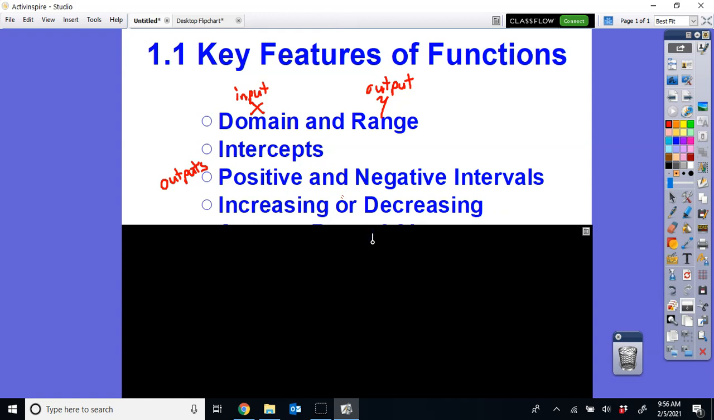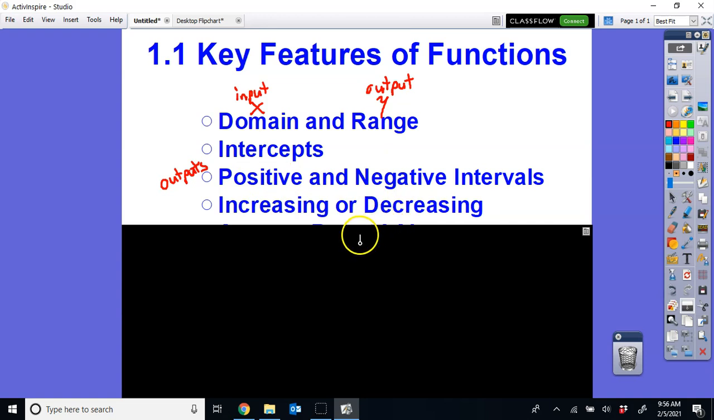Increasing or decreasing. This is where we talk about whether the function is going up or down. Please make sure that you note there is a huge difference between where the function has positive or negative outputs, in other words, the y values, and where a function is increasing or decreasing. You can actually have negative values for y, and the function still be increasing or going up. So please make sure you understand the difference between these two, and I'll talk about that again when we actually do the problems.